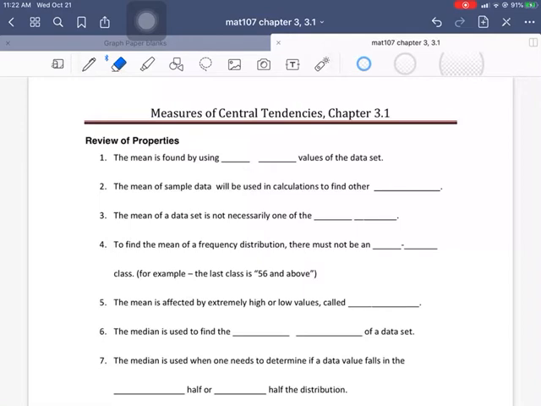All right, measures of central tendencies, pages 3 and 4. Review properties of central tendencies. A mean is found by using all data values of the data set. Use all of them. The mean of the sample data set will be used in calculations to find other statistics.